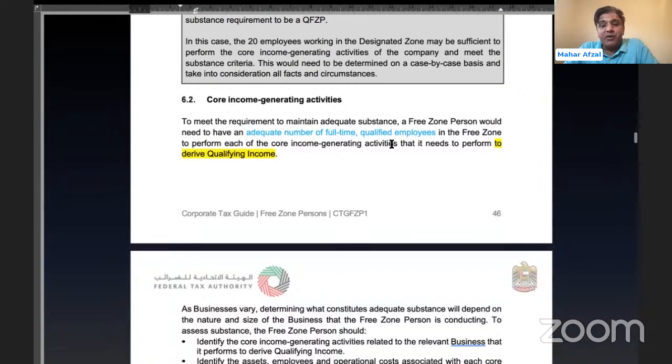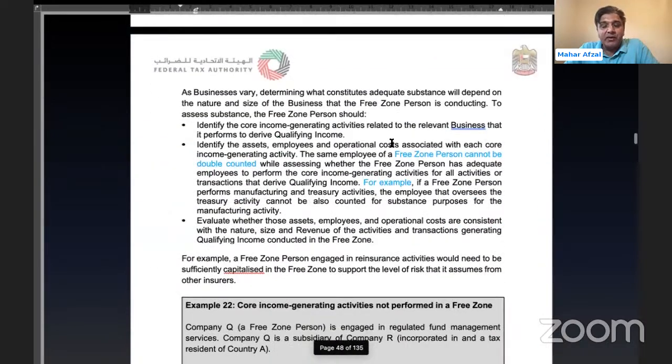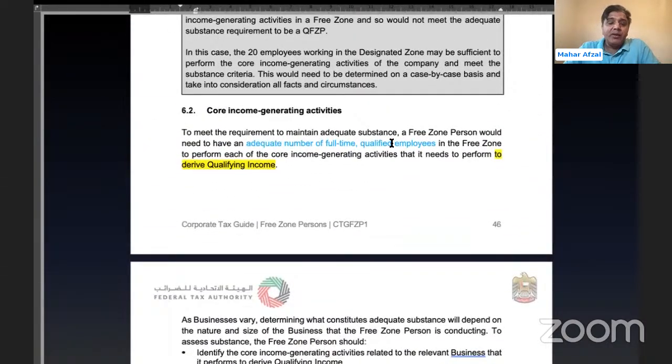There are an adequate number of full-time qualified employees to conduct the qualifying activity. This is important here: you need to maintain the adequate substance related to the qualifying income. This is very important. If you have exempt income, or an income subject to tax at 9%, the law is not asking you to maintain adequate substance for the exempt income within the free zone or within a designated zone. Or if you have an income which is subject to tax straightforward at 9%, the law is not asking you to maintain adequate substance within the free zone or designated zone. The law is asking you to maintain the adequate substance for the qualifying income. So you need to be very careful on this.